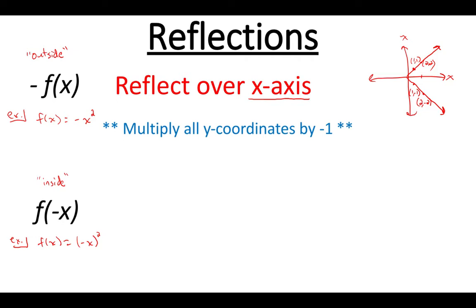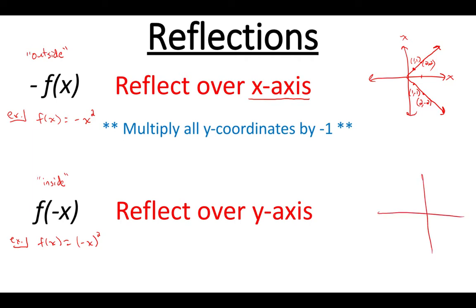Now the other option is if we're on the inside, negative x quantity squared. In that case, we're going to reflect over the y-axis. So if we had the same function and we reflect over the y-axis, we reflect over here. If this one were (1, 1), what's going to happen is it changes all the x's, so it'd be (-1, 1). And if this were (2, 2), it would now be at (-2, 2). So it has the effect of switching the other variable. If we reflect over the x, we change all the y's. And if we reflect over the y, we change all the x's.